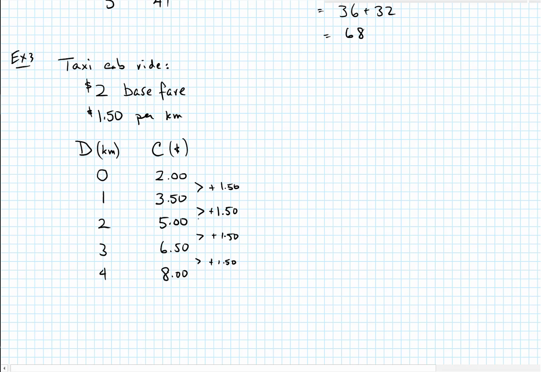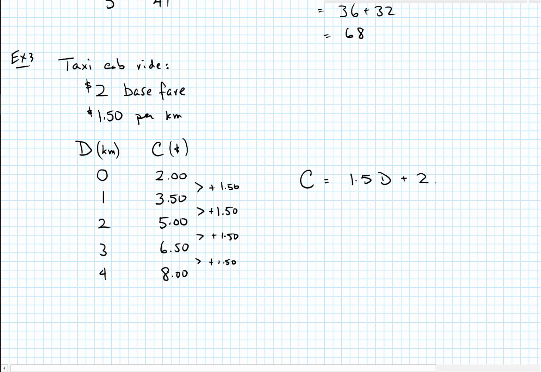So we can come up with a formula, and the formula is the cost is equal to, and again, look at the amount that is being added each time. That's the amount that the cost is changing when you change the distance by 1 unit, so by 1 kilometer. And that's the amount that we're essentially magnifying that distance by. So we have 1.5 times the distance plus that base fare of 2.